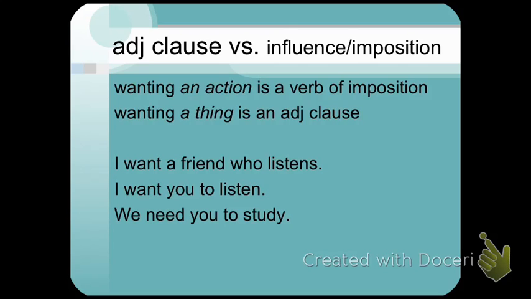And we need you to study. Well, that's imposition. That's imposition, right? Needing the action. We need a student who studies. That is the adjective clause, right? Because what do you need? The student, and you're using studies to describe them. That's not action because you need to study. Yeah, they all have action, right? Study, listen, listen. But is your main objective wanting the action done or wanting the thing and describing it with an action?